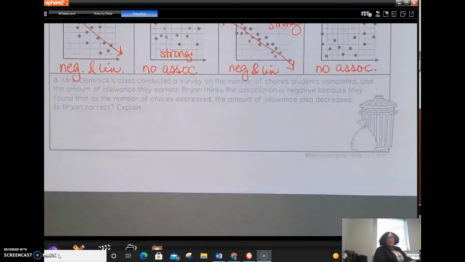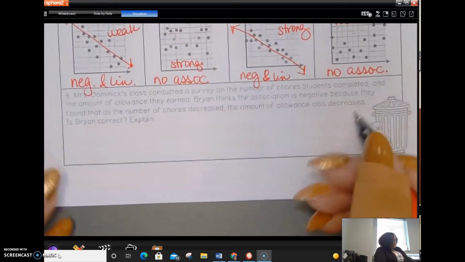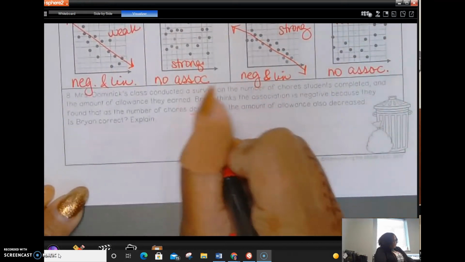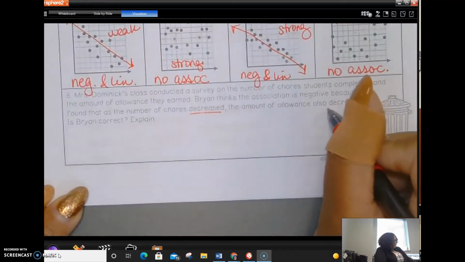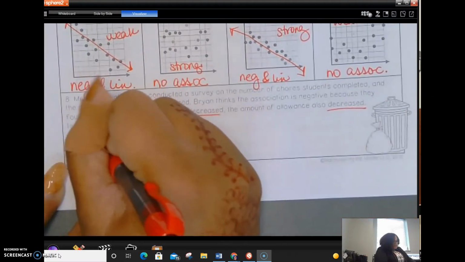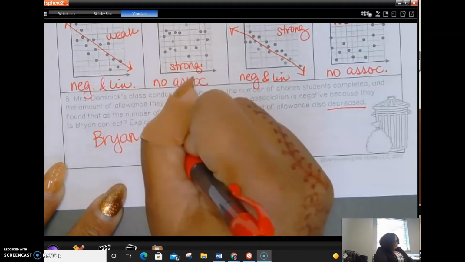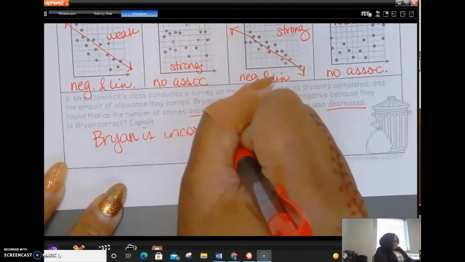All right, so number 8, Mrs. Dominic's class conducted a survey on the number of chores students completed and the amount of allowance they earned. Brian thinks the association is negative because they found that as the number of chores decreased, the amount of allowance also decreased. Is Brian correct? Well, let's think about it. As the number of chores decreased, the amount of allowance also decreased. They're doing the same thing. Brian is not right. He is incorrect.